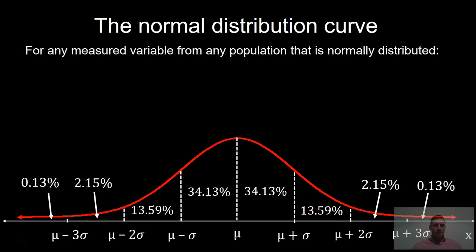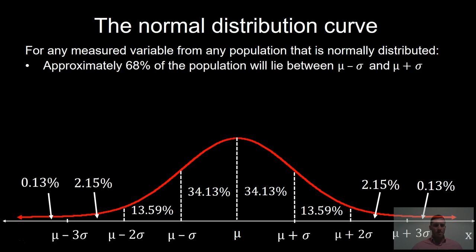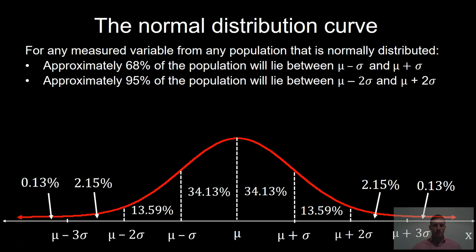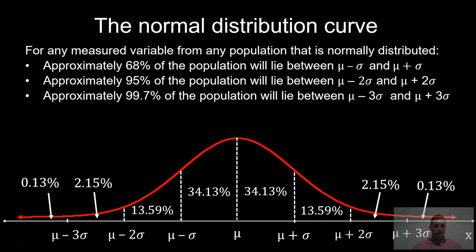For any measured variable from any population that is normally distributed, approximately 68% of the population will lie between 1 standard deviation of the mean, and you can see that here. There's 34.13% to the left and to the right of the mean. Approximately 95% of the population will lie within 2 standard deviations of the mean. So now we're including that 13.59% to the left and right of the mean.